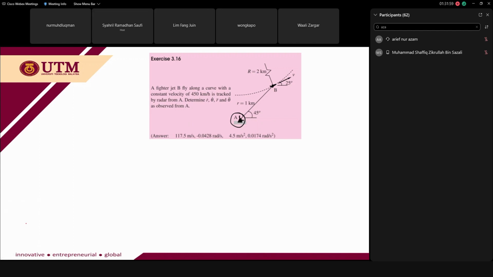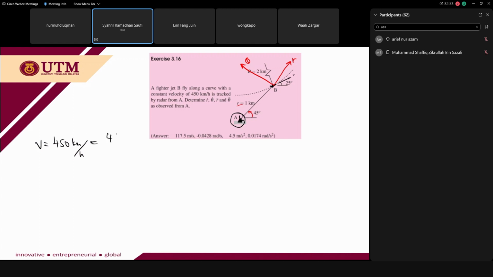Now you need to draw the axis first. So this is your R, and then the angle from x to the R line is your theta. R and theta are 90 degrees. You are given a constant velocity, tracked by radar from A, so here is V. V is equal to 550 kilometer per hour. You need to change it to meter per second.